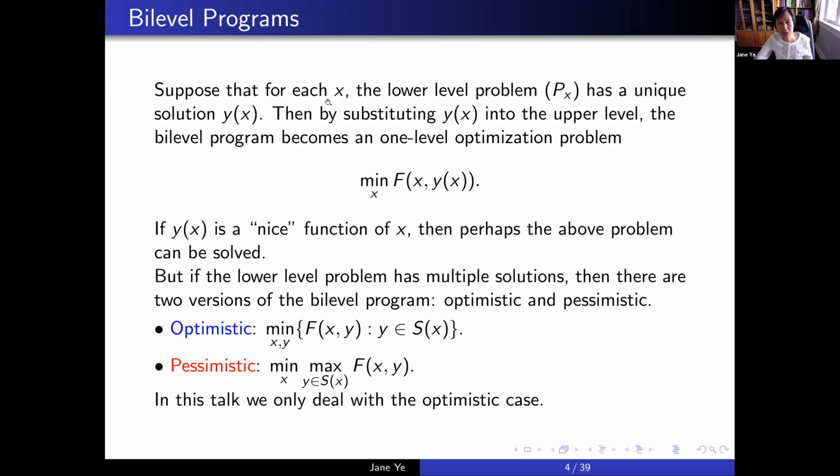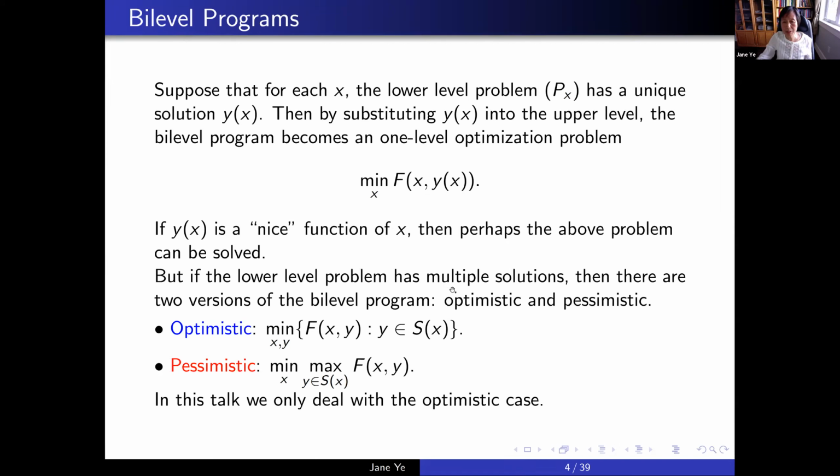Okay, so suppose for each x, the lower level problem has a unique solution. Then you can substitute this function y(x) into the upper level, and the bilevel program basically becomes a one level optimization. But in order to solve it, for example with a gradient method, you need y(x) to be a function and also smooth. If you have all these, you can solve it, but that's not easy.